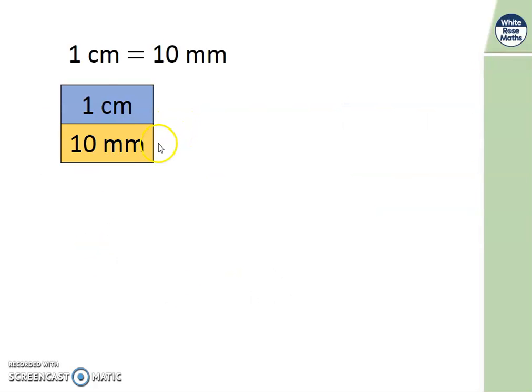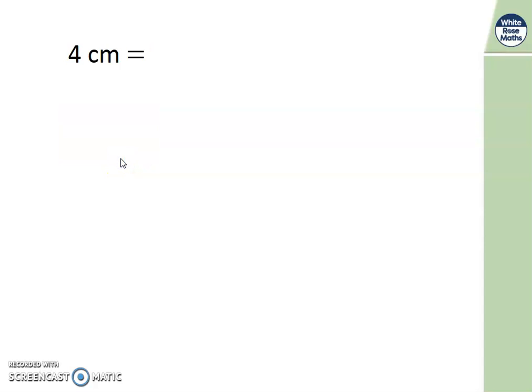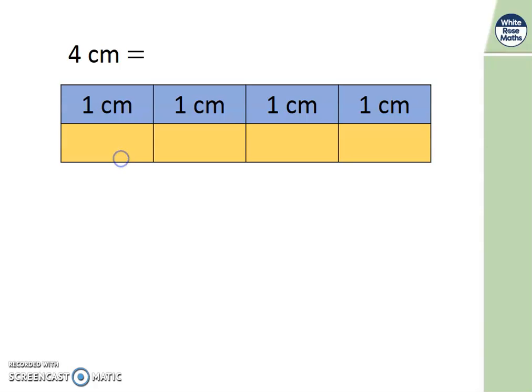Let's look at how a bar model could help us. 1 centimetre is equal to 10 millimetres, and you can see these bars are the same length. 1 centimetre in blue is equal to 10 millimetres in orange. Let's use that to help us with this one. How would I show 4 centimetres using those bars? That's correct. 1, 2, 3, 4.